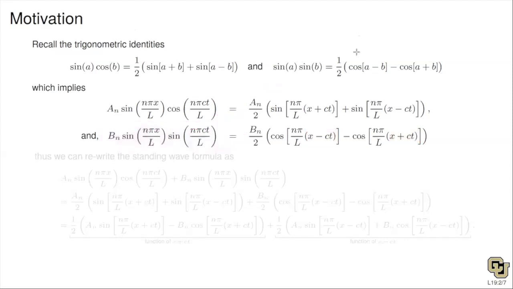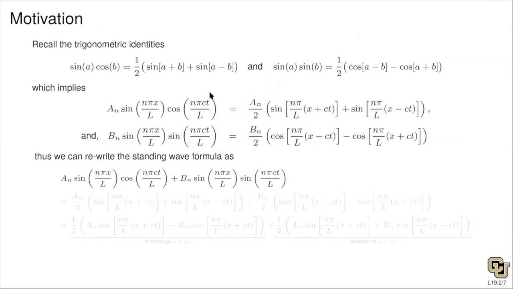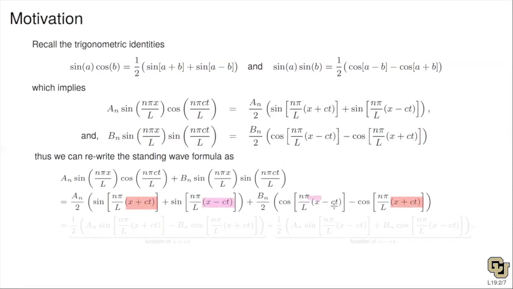So now what we're going to do is rewrite our standing wave formula for each fixed n in that series, right? If we do a sum going from 1 to infinity, we get our formal solution. So anywho, replace the first term, replace the second term. And now look, there's an x plus ct here, x plus ct, and there's an x minus ct here and an x minus ct.